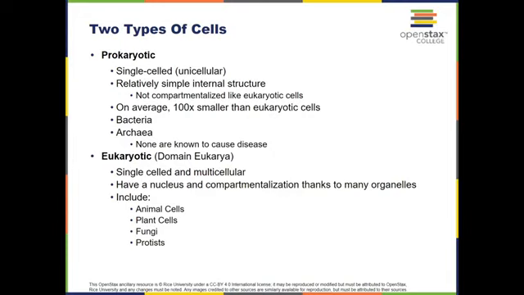Animal cells, plant cells, fungi, and protists are all included in domain Eukarya, and all of the cells that make up these types of organisms are considered eukaryotic. That's because they have a true nucleus. They also have increased compartmentalization thanks to their many organelles.